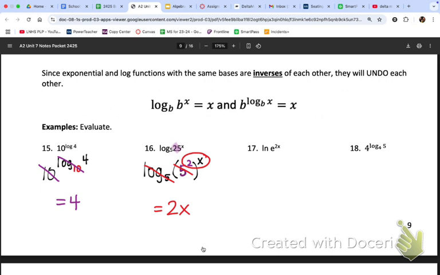Okay, this one is a natural log, is what we call it. So log base e, if you wanted to write it like that, of e to the 2x power. I know this is weird, okay? You have a log base e and an exponential base e. It's all about that base. So you get to cancel those, and you're left with the same thing as last time, 2x.